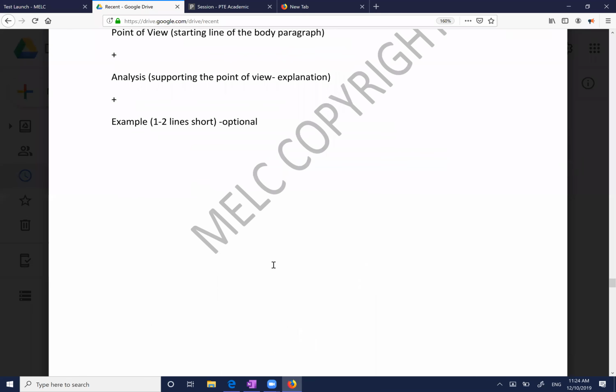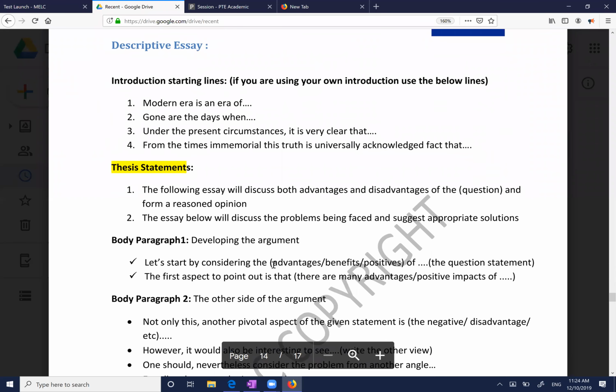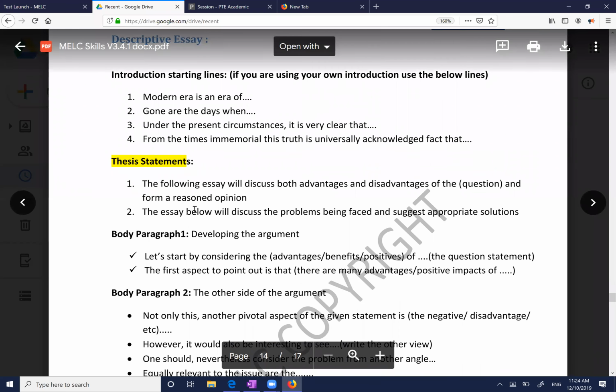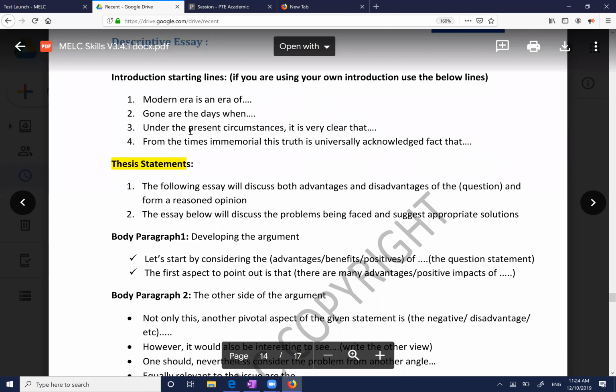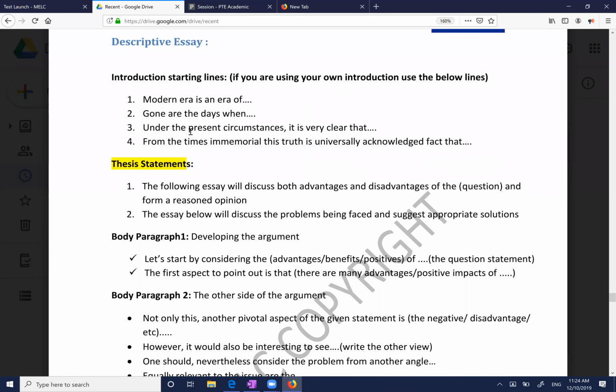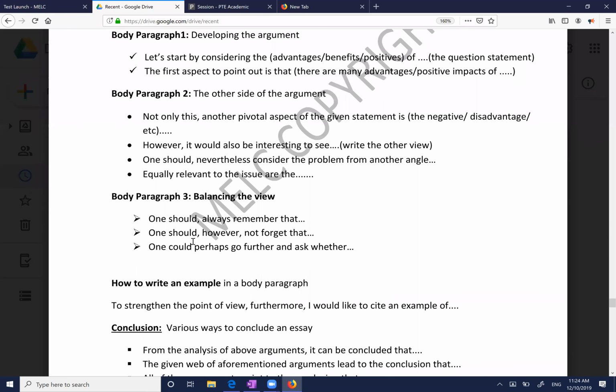Okay. Going forward, you will see there are some lines which can be used for descriptive essays. For example, the various ways of writing a thesis statement. Introduction lines. Usually it's very difficult to start an introduction. You get an essay topic. Where should I start from? You can use this line to start your introduction. Yes or no? Yeah.